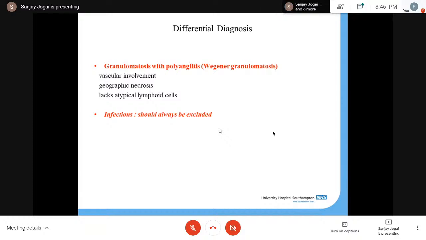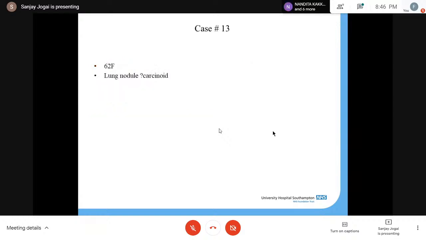So Takayasu was obviously a rarity, but GPA, an example of GPA with these examples of LYG, they are not neoplastic as such, but they present as mass lesions. So that's why I included them in the talk. And I think I'll stop there for a few minutes.